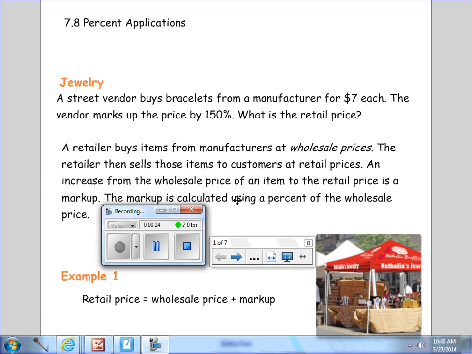So let's explain what we're talking about with markups and retail price. You've got a retailer, and he buys items from manufacturers at wholesale prices. The retailer then sells those items to customers at retail prices. An increase from the wholesale price of an item to the retail price is called a markup. The markup is calculated using a percent of the wholesale price. So in our first example, in order to determine the retail price, we're going to take the wholesale price and then add the markup.